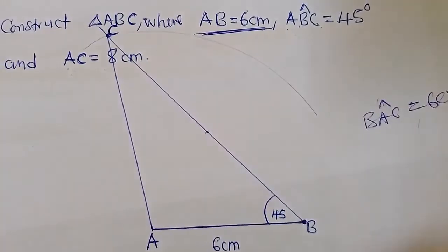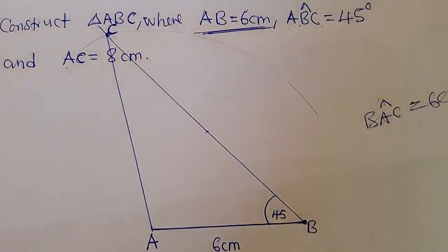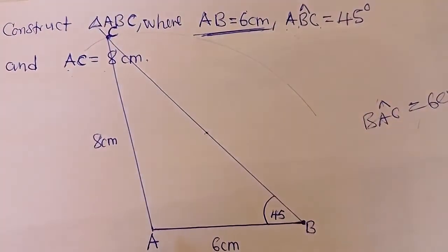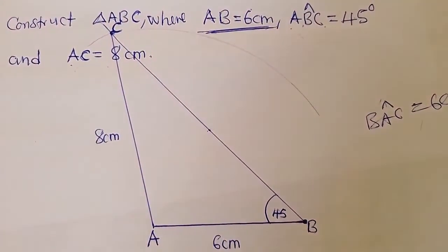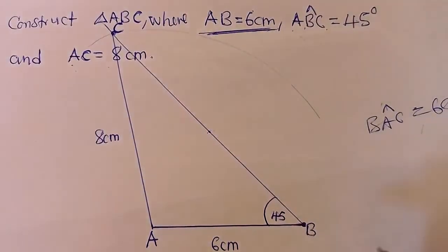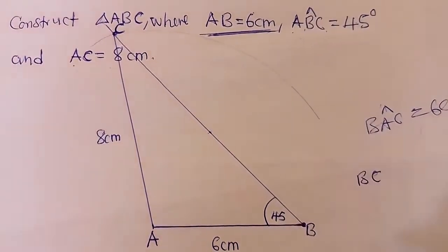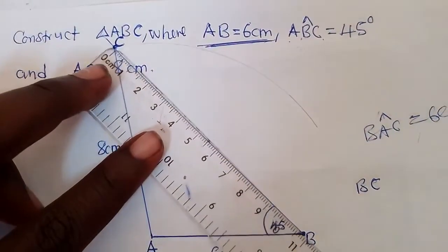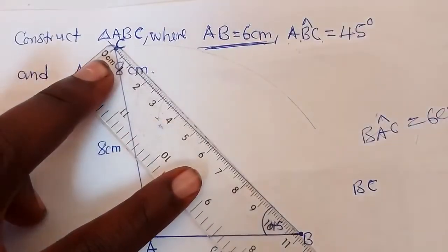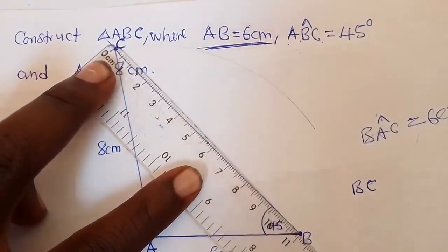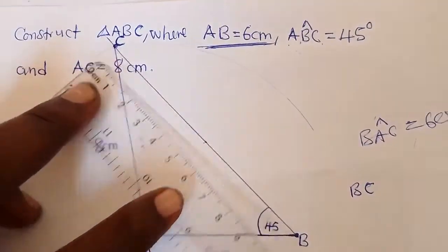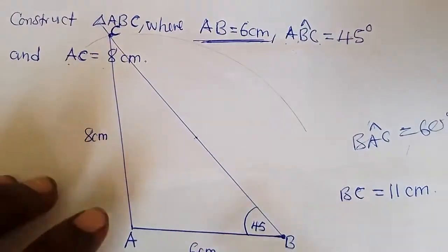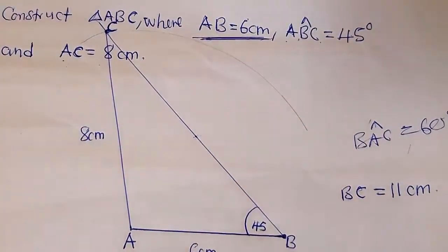Have you seen the way I've done? This is how you are supposed to do it. So here you know that you've got 8 centimeters. After you do this, questions in an exam will tell you to find the measure of BC. How can you measure BC? Use your ruler like this. 0 there. This is 11 centimeters. So BC is equal to 11 centimeters. If a question was to come like that, that is what you are supposed to do.